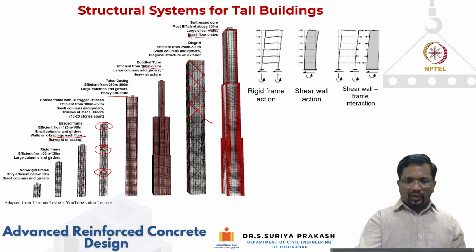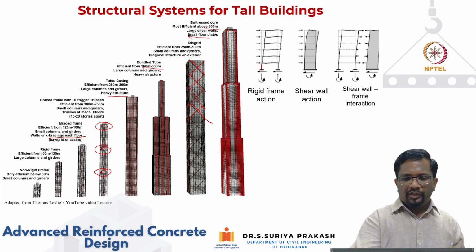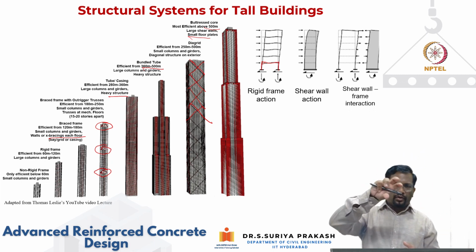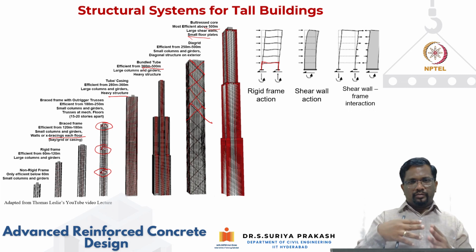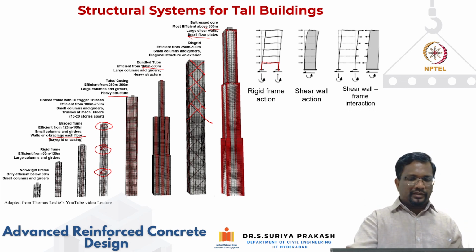Okay. Now, what is it? So this is what we talked about, the rigid frame action. Say the columns and beams are all connected together rigidly, right? And the joint rotates by 90 degrees, right? So in this way, you get this frame action.